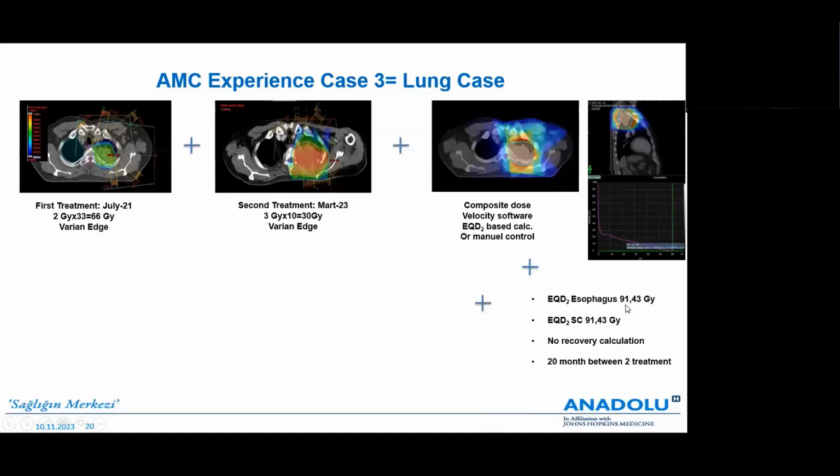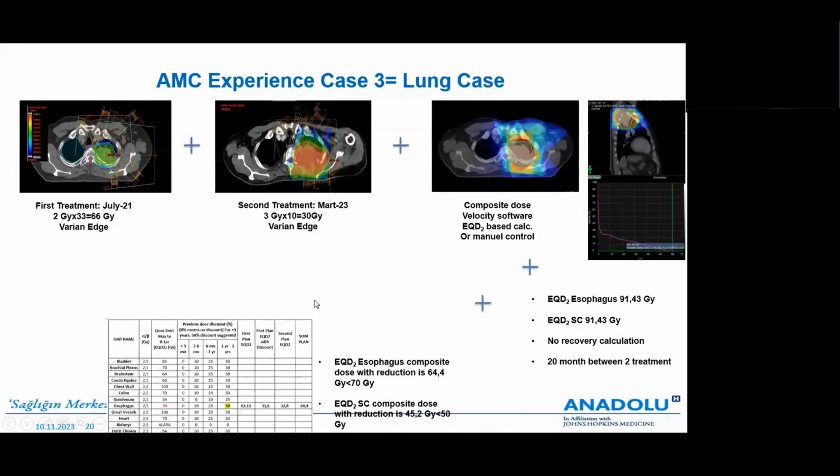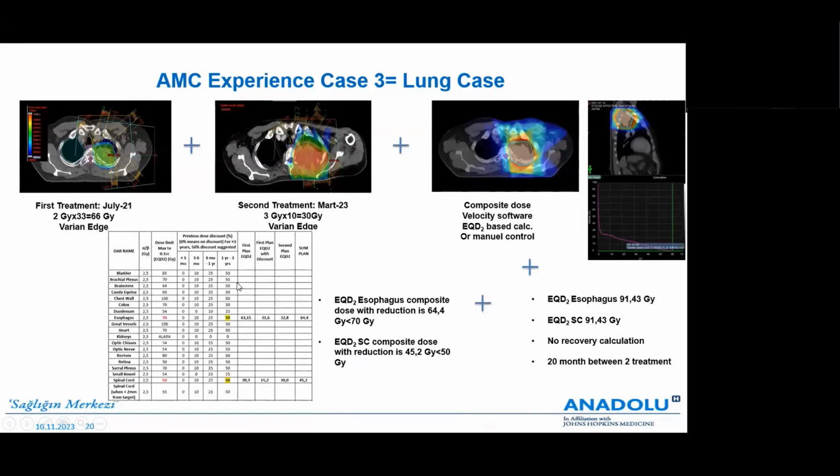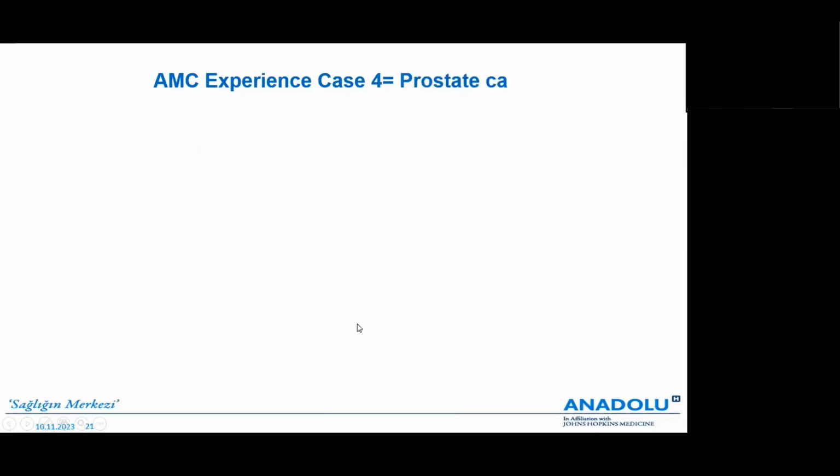If you are not applying any recovery calculation here, you see that the esophagus dose is quite high and not acceptable. Also, the spinal cord dose is the same. But there were 3 months between the 2 treatments, which means that I can apply the reduction according to the Paradis et al. literature or published data. And when I apply this reduction, it is 64 gray for the esophagus, which is under the 17 according to the literature, and also the spinal cord dose is 45 gray, which is under the 15 gray, and I accept the dose.